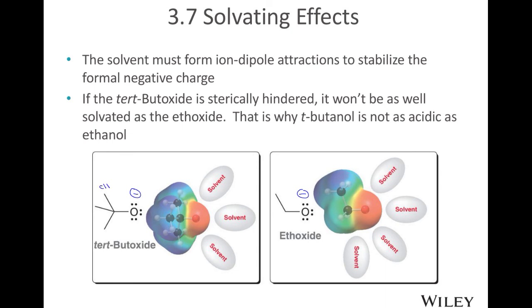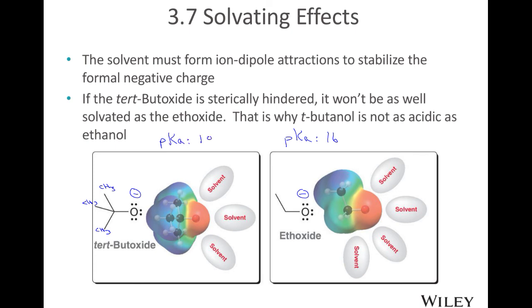These are called methyl groups. So it's much more sterically hindered, or crowded by those, so to speak. It says if the tert-butoxide is sterically hindered, it won't be as well solvated as the ethoxide. This is why tert-butanol is not as acidic. Again, our pKa here is 16. This is a stronger acid.